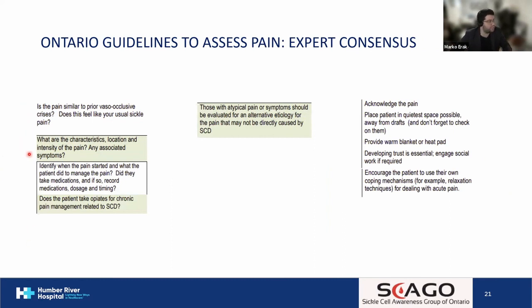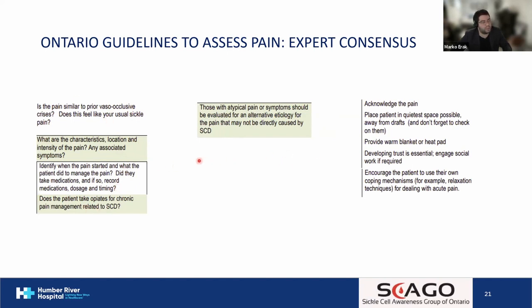The other things as a part of your assessment are what I talked about: asking, nowhere here does it say, what's your pain out of 10? They talk about intensity, but they focus on all these other things. Is it similar to your previous pain? Does it feel like your usual sickle cell pain? Did you take anything at home? Do you usually take anything at home? So it's to get a sense of where they are in their experience of pain and how they're treating it.